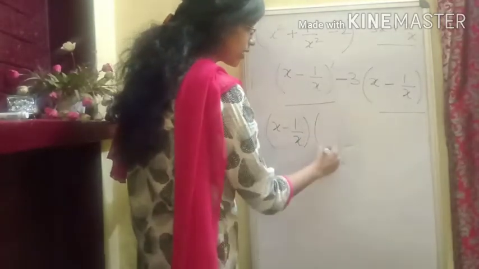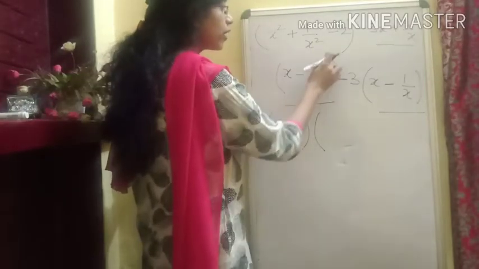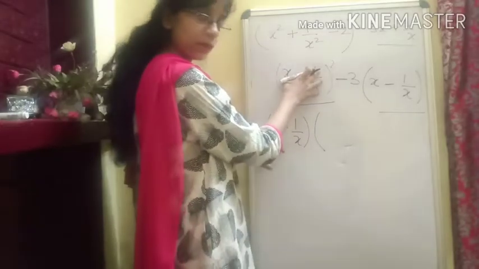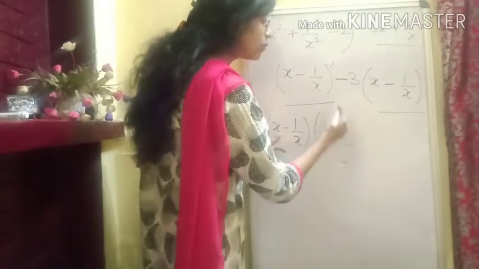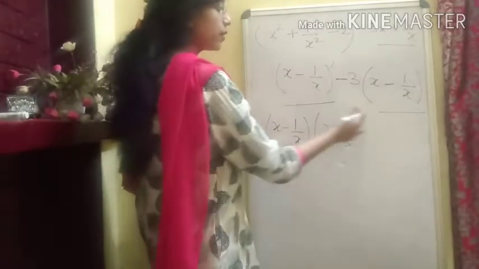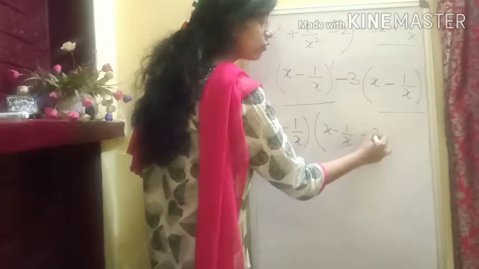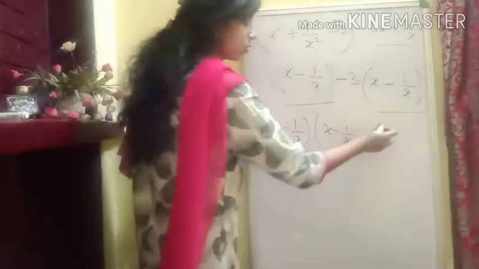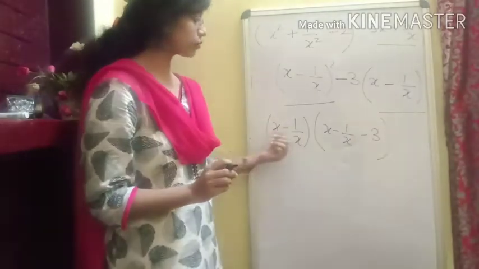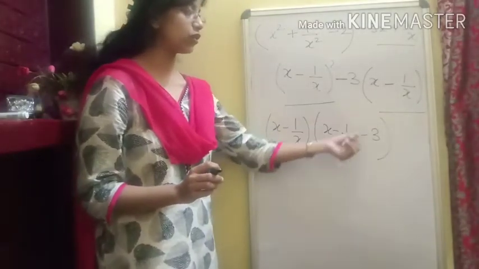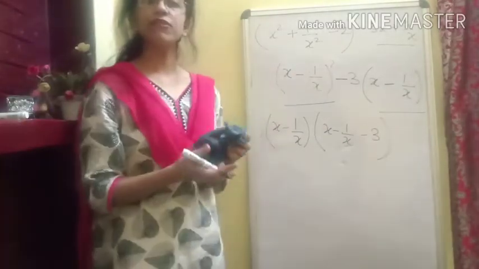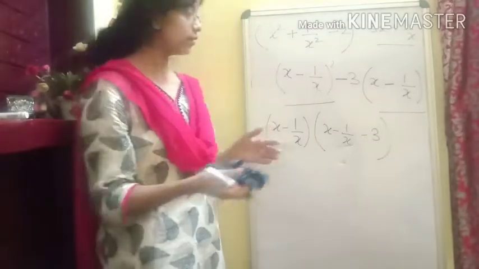we will write what is left. Since x minus 1 upon x has been taken common, one bracket is left, that is one part left, you can say x minus 1 upon x. This is left in this part, then minus 3 only, because this already has been taken common. So we have the factorization of this thing: x minus 1 upon x and x minus 1 upon x minus 3. That's how we will factorize. And if you have some questions which are not coming, you can ask, we can tell you.